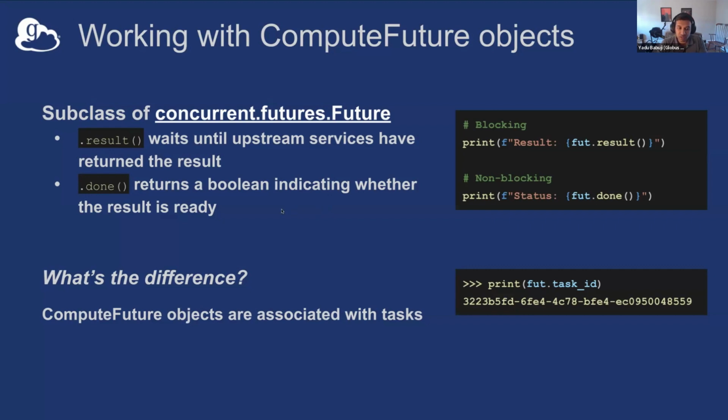Alternatively, you can also just say future.done, which basically gets you a Boolean immediately without blocking, whether the result is ready or not. So this primitive basically lets you stack a bunch of functions that you have submitted for execution remotely and wait for them as you please. Right?